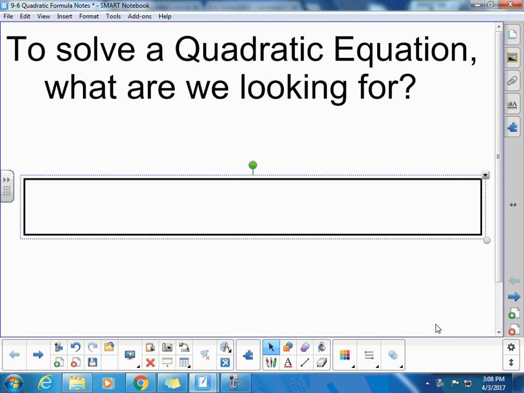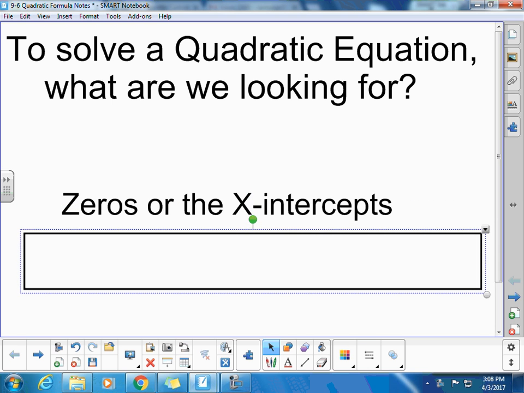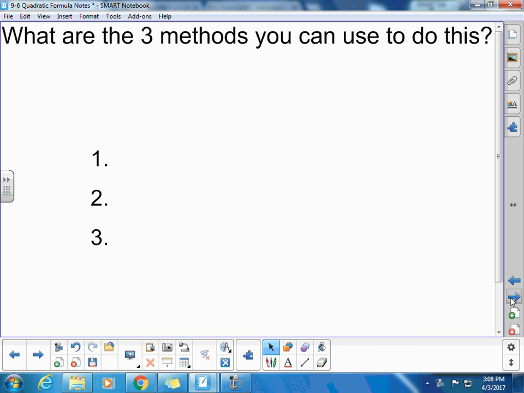Think about it. Hopefully you said we are looking for zeros or the x-intercepts or roots, we could call them. But those are the things that we're looking for. Roots, zeros, x-intercepts, all of those things. That's why we're solving. What are the three methods we can use to do this?